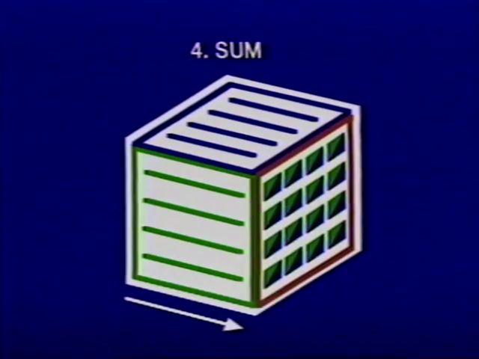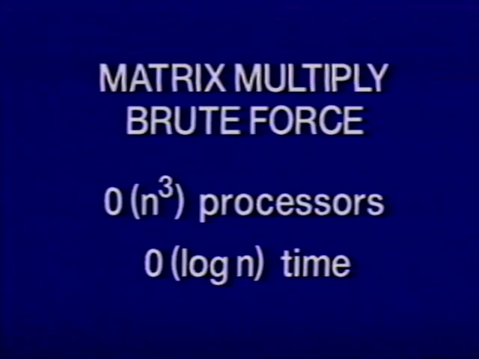Then in the last step, we perform a parallel sum operation using the doubling reduction method that we saw earlier on each of the rows coming up through the array toward the result matrix. And that takes a logarithmic amount of time. And so in four simple steps, we've managed to multiply two n by n matrices in log n time, but at the cost of using O of n cubed processors.